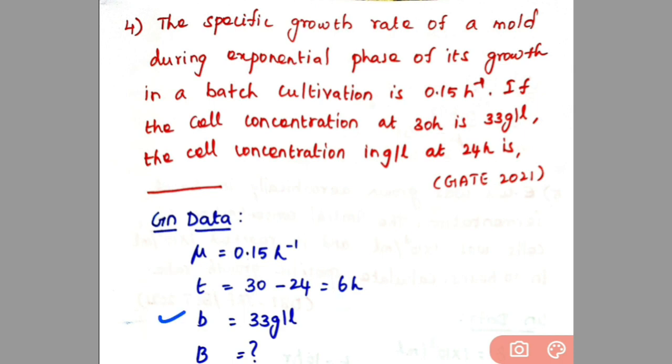Then here small b is the cell concentration after the time interval. So at 30 hour it is 33 gram per liter, that is after 6 hour. Okay, 33 gram per liter. And capital B is the cell concentration before the time interval, so at 24 hour. That only they are asking.